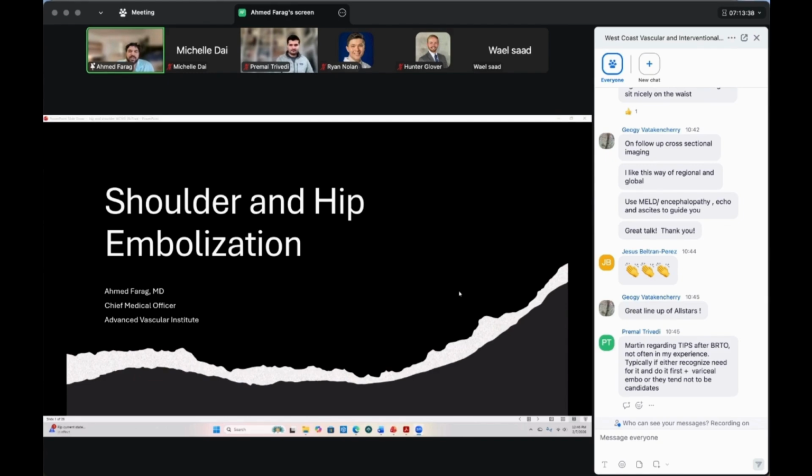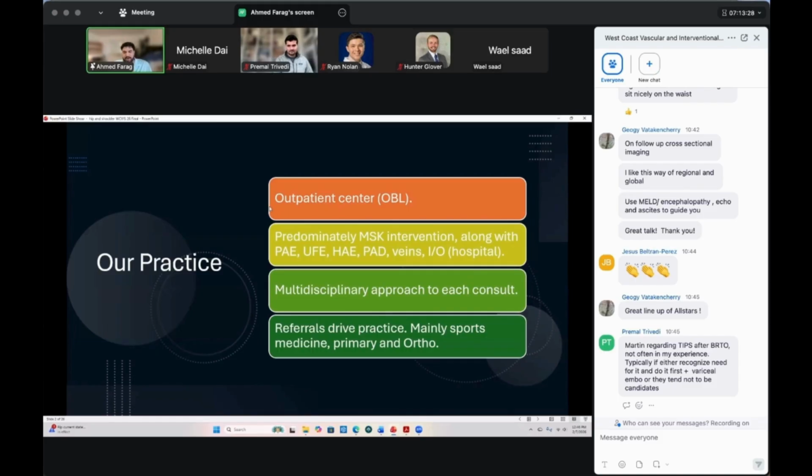So today we're going to take a very brief dive into shoulder and hip embolization. My name is Ahmed Frog. I'm the CMO of the Advanced Vascular Institute. Our practice is outpatient predominant. We do a lot of procedures at the hospital too, but we focus on the outpatient, and we're predominantly MSK intervention. We do PAE, UFE, HAE, PD, and veins, and interventional oncology at the hospital, and we always take a multidisciplinary approach to each consult.